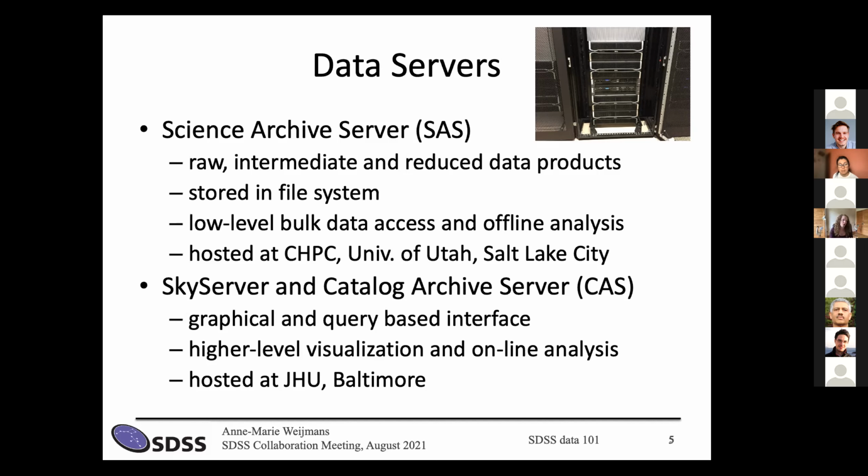You can also do a bulk download and then analyze it offline, say on your own computer or computing system. The Catalog Archive Server, or the CAS, is hosted at Johns Hopkins in Baltimore. Sky Server is an access point into the CAS. I'll also demonstrate that. And unlike the SAS, it's more of a graphical and a query-based interface. And it is mainly there to store catalogs of derived data products.